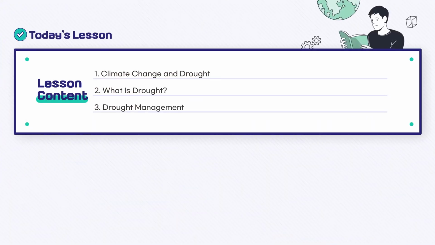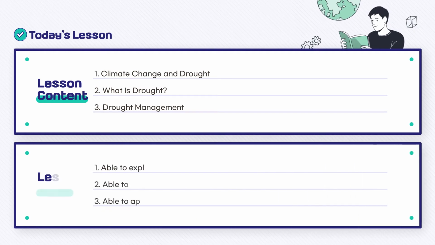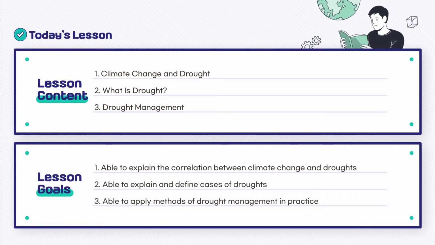Let's take a look at today's learning goals. Through today's lesson, you will be able to explain the correlation between climate change and droughts, as well as the definition and cases of droughts. You will also be able to apply the methods of drought management to everyday practice. Let's start the lesson.